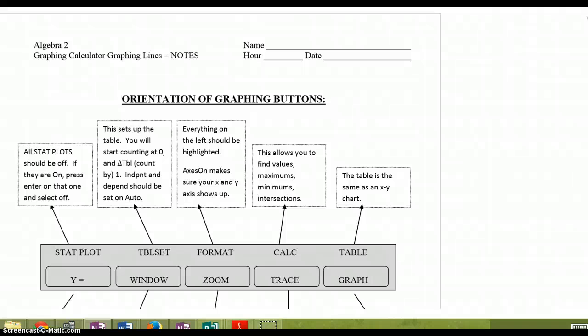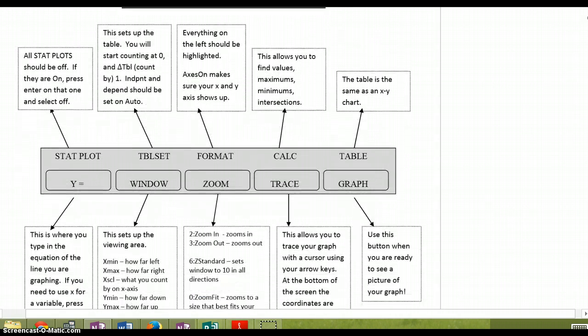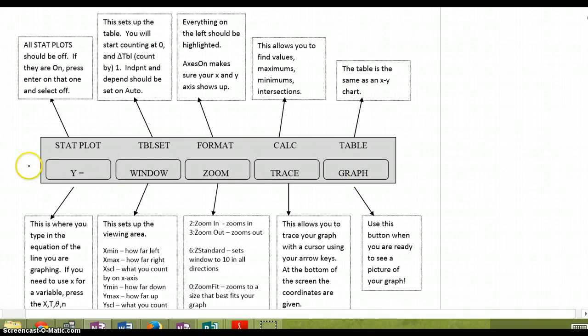Okay, Algebra 2, today we're going to graph lines on the graphing calculator. So you'll see in your note sheet, you have a page that looks like this. What this does is it looks at the 5 buttons across the top of your graphing calculator and talks you through what each of those buttons do. So we've got the 5 main buttons, and then across the top you get each of these by hitting second and then that button.